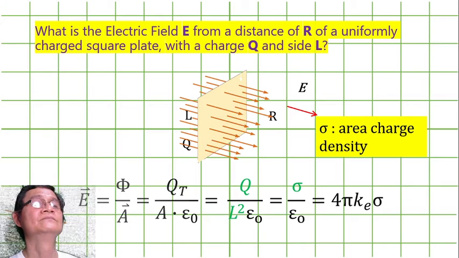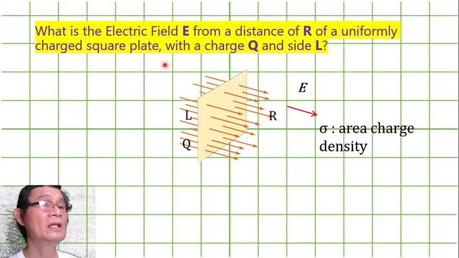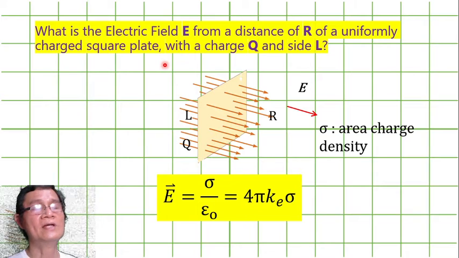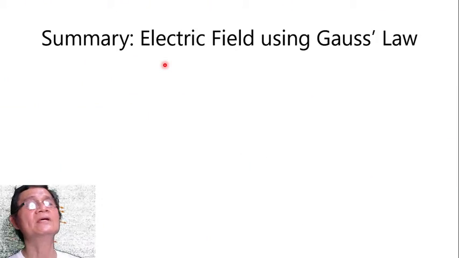Okay, so we're done with what is the electric field E from a distance r of a uniformly charged square plate with a charge Q and side L. This is the answer. It's just the area charge density divided by epsilon_o, or 4 pi k_e times the charge density. Okay. So we summarize this.